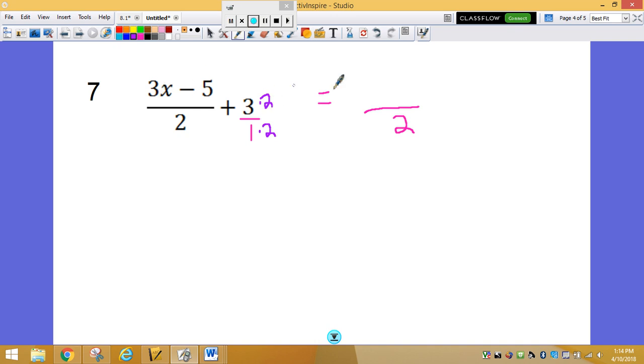So what I have here is 3x minus 5. What I have here, well, I got a plus sign. 3 times 2 is 6. I can combine negative 5 plus 6. So really on top I have 3x plus 1. Negative 5 plus 6 is 1. And on bottom I have 2. And there's no GCF on top, so that's really as far as we can go. So pause it, go try number 7 on your worksheet.